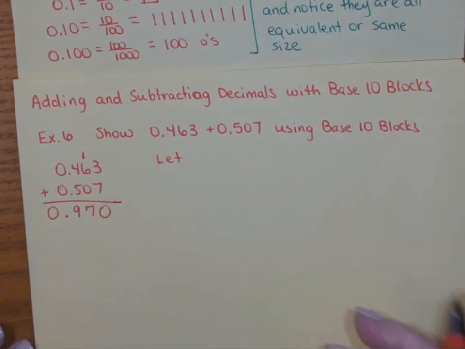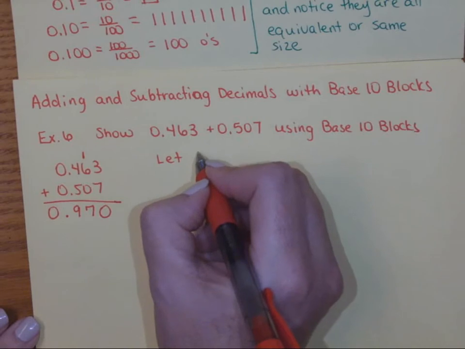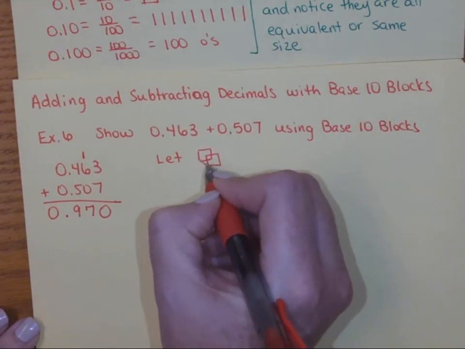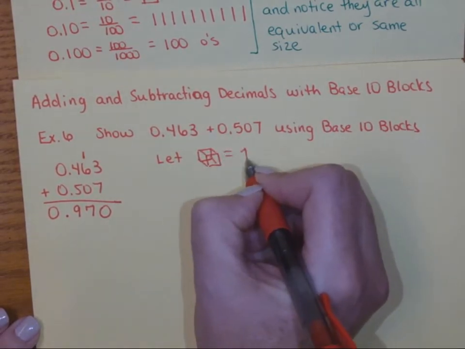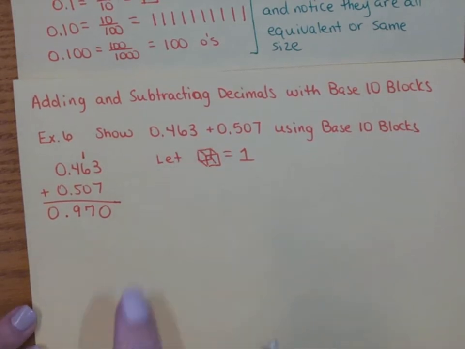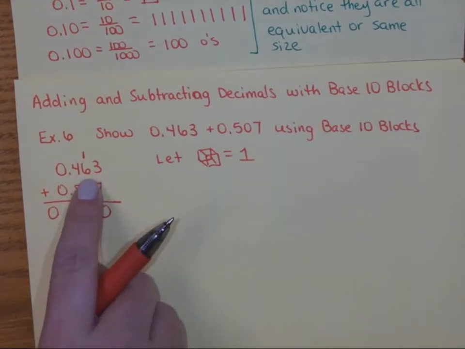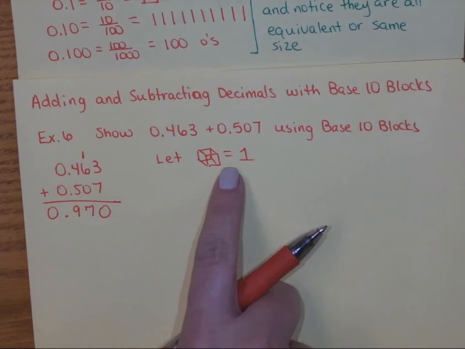So the first thing is, notice that we have 3 decimal places, okay? So we're going to need to let the cube be our 1. We need that because we need to be able to talk about thousandths. We go out to the thousandths place here.